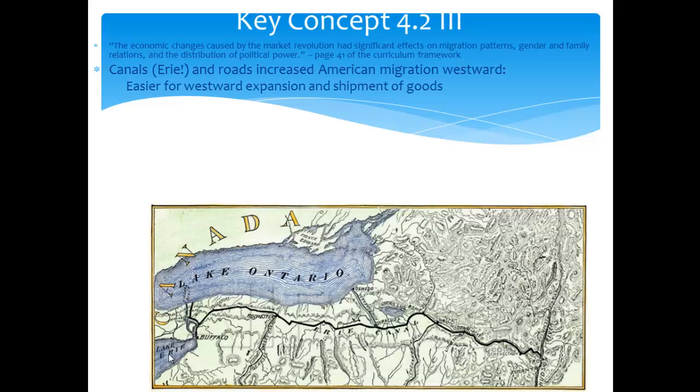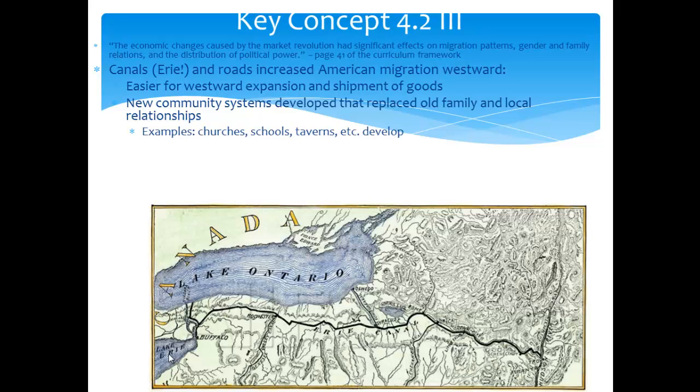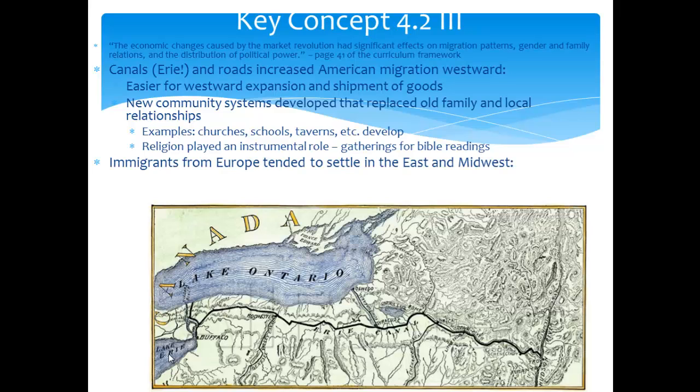Canals and roads made it easier for westward expansion and shipment of goods, and new community systems developed that replaced old family and local relationships back east. Some examples of this include churches, schools, taverns, etc. that begin to develop, and religion is going to play a very instrumental role. A lot of these towns will have gatherings for Bible readings, especially in rural areas. The church is really going to bring a lot of people together.